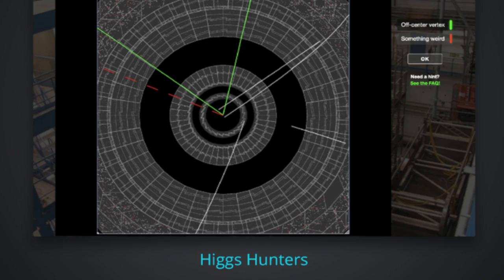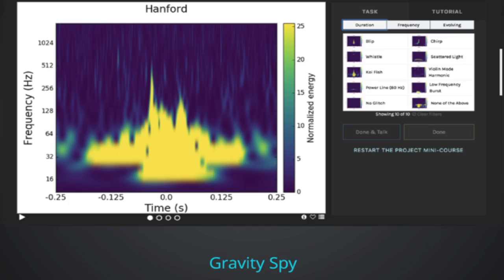Or if you want to get really, really small, you can do this project called Higgs Hunters, where you're looking for basically the next Higgs boson particle. And so you're looking at visualizations of CERN collision data. Or you want to go back out to space and do gravitational wave discovery, LIGO, and things like that. So this is a project where you can help detect those.